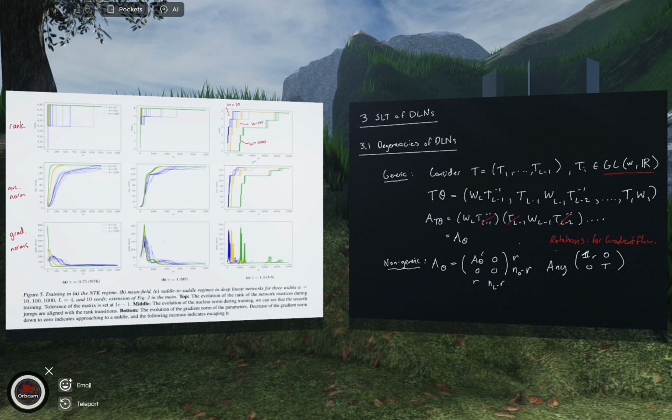So, looking at this, if we now look back to this figure where we see the rank increasing, it's almost trivially going to be the case that the RLCT should increase. Well, not trivial. It's not trivial the exact way in which it occurs, but we expect very strongly that the RLCT is going to increase.